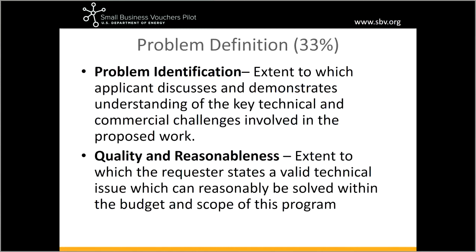The next is the problem definition, the extent to which the applicant discusses and demonstrates an understanding of the key technical and commercial challenges involved in the proposed work. As I said earlier, this goes to your credibility, the extent to which you understand your business and the problems that face your business. And then quality and reasonableness, the extent to which the requester provides a valid technical issue which can be reasonably solved within the budget and scope of this program. So perpetual motion machines would be nice, but that's probably not going to be funded.